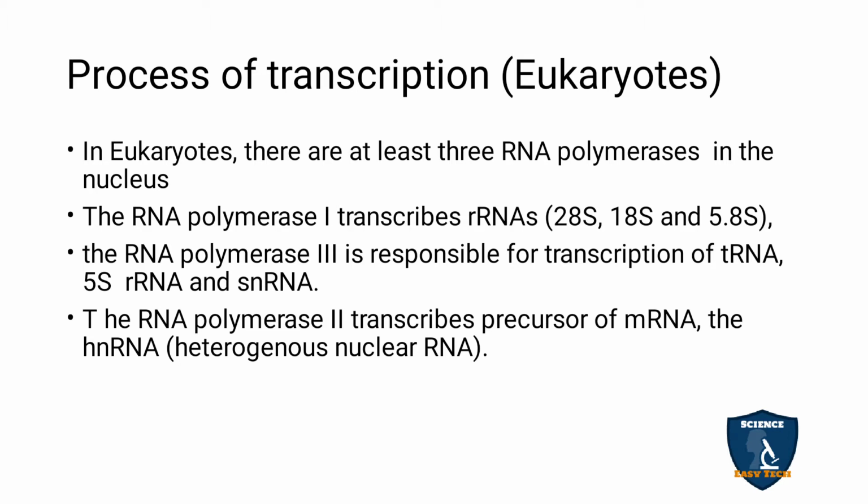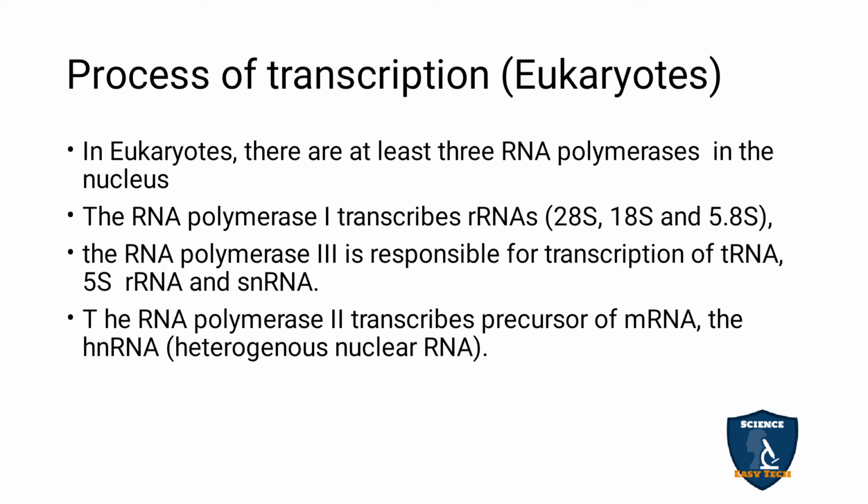In eukaryotes, there are three RNA polymerases, but in prokaryotes, there is only one RNA polymerase that is dependent on DNA. Here you have three RNA polymerases in the nucleus. RNA polymerase 1 transcribes the ribosomal RNAs, that is rRNAs, 28S, 18S and 5.8S. S is the Svedberg unit.